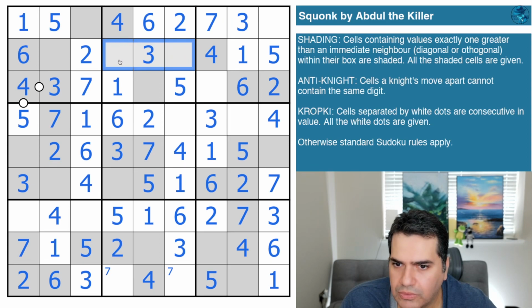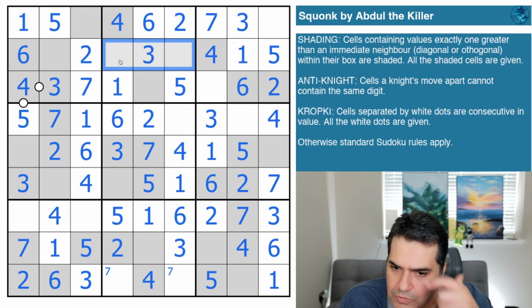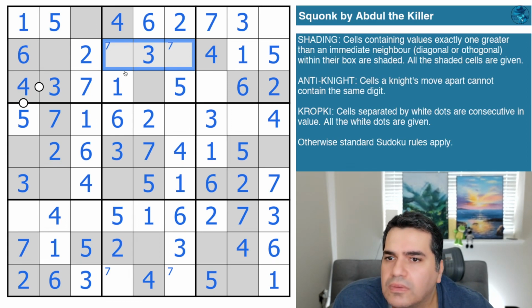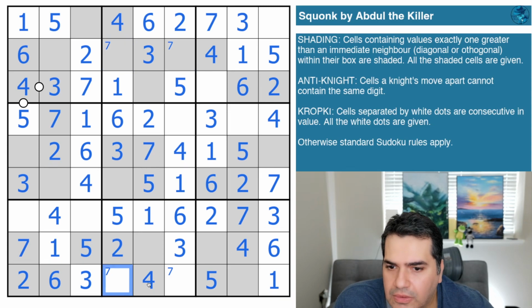Both of these are good. Am I missing something that's preventing this? So they're not orthogonally connected to a 6. They both see the 6 and they're both shaded. Neither sees the 6. Neither are connected orthogonally to a 6, requiring a white Kropki dot. No knight's move constraints stopping any of them. Okay, that's all right. Let's go with 8.